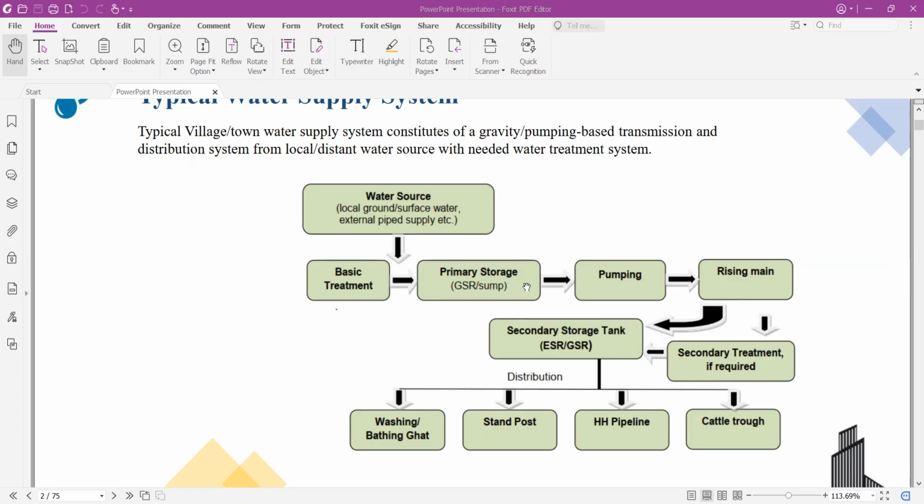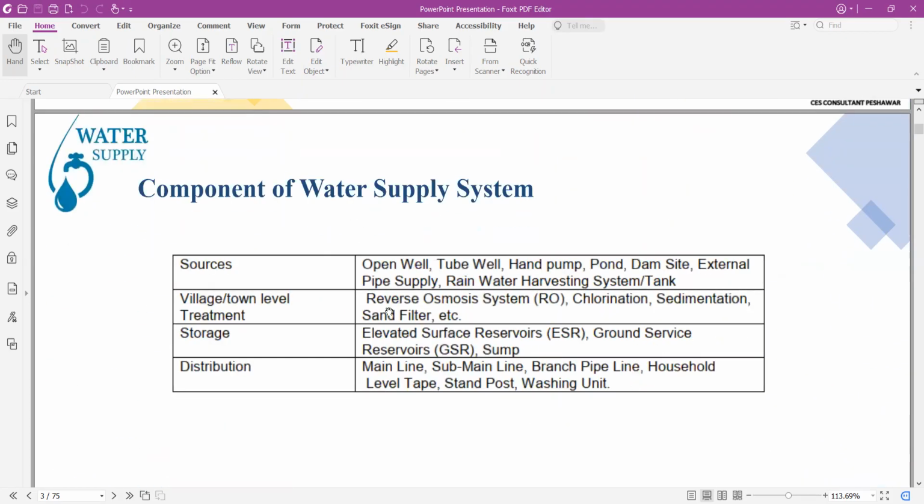Then again after storage, we pump through a rising main to the secondary storage, elevated surface storage, or the ground surface storage. After that storage, we then distribute it into the whole water supply network, and then provide water through stand posts, washing and bath areas, house pipelines, and cattle troughs. So these are the different components of a water supply system.